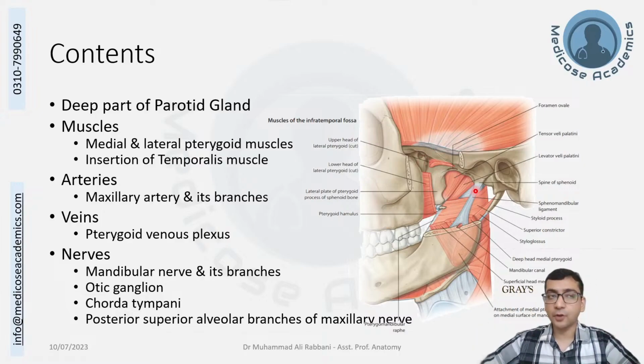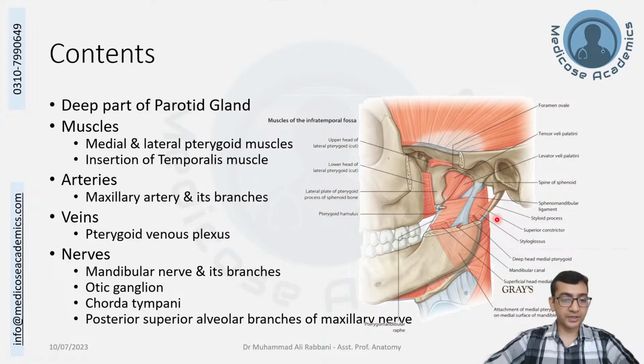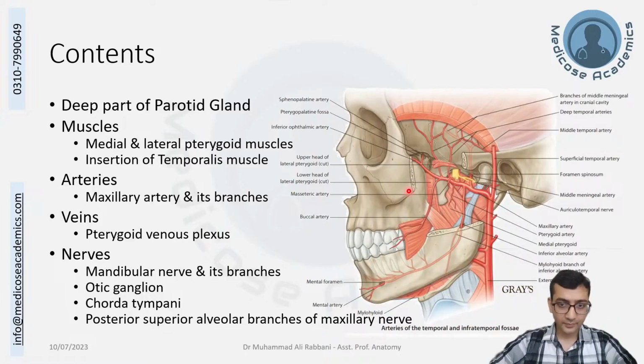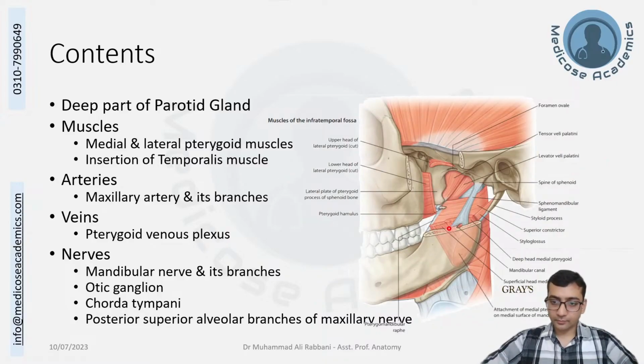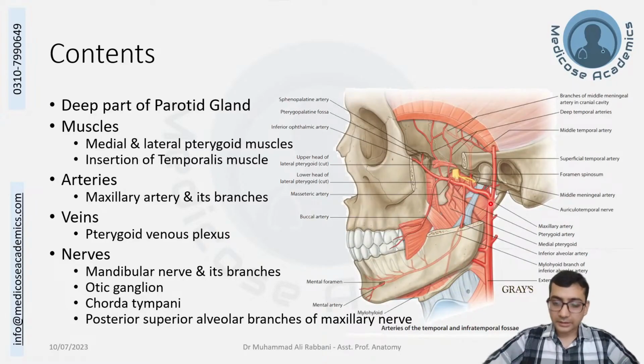There is the mandibular nerve with all of its branches. Accompanying it, there is the otic ganglion. Coming from the middle ear, there is the chorda tympani, and from the pterygopalatine ganglion, there come out the posterior superior alveolar branches. Let's look at them. We talked about the muscles, 3 muscles, the arteries. I will go through these branches again. I'm not going to tell you the branches in this particular slide.